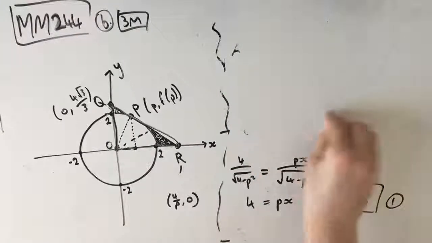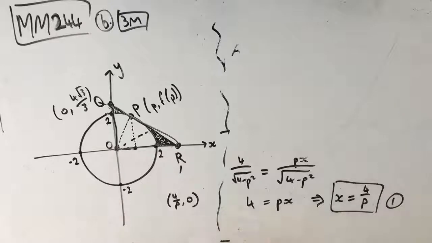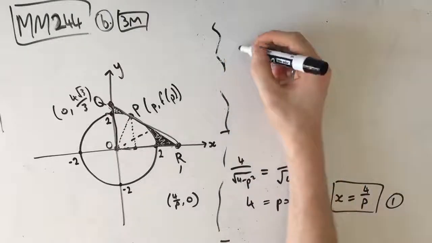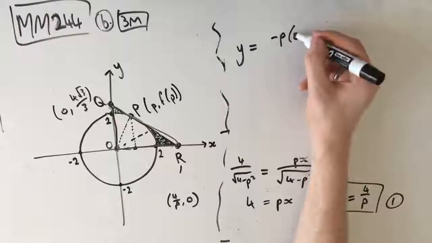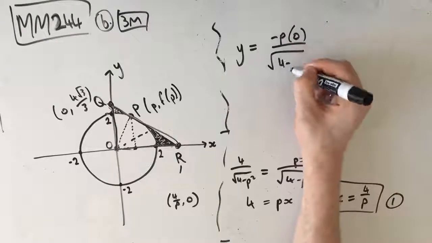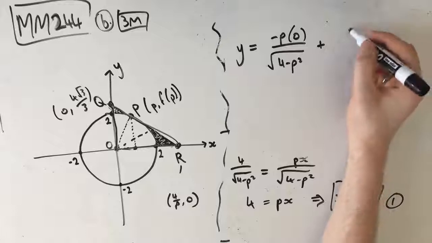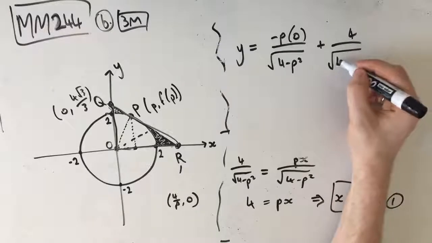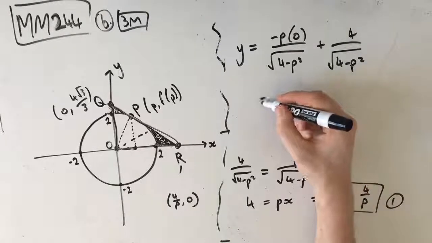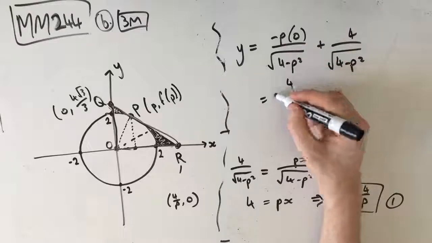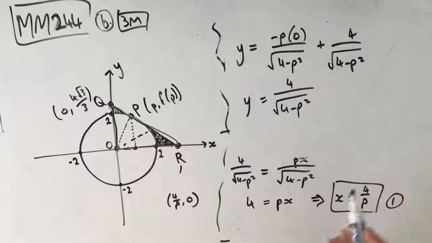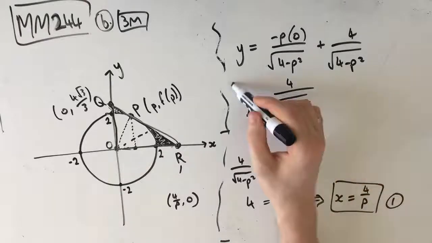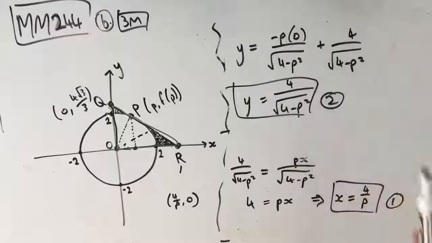So now we're going to need to come up with our y-intercept, which is where x equals 0. So y is equal to negative p times 0 over root 4 take p squared plus 4 over root 4 take p squared. This time the 0 term is all 0, which means that our y-intercept is 4 over root 4 take p squared. Awesome. That's our second mark, right here.